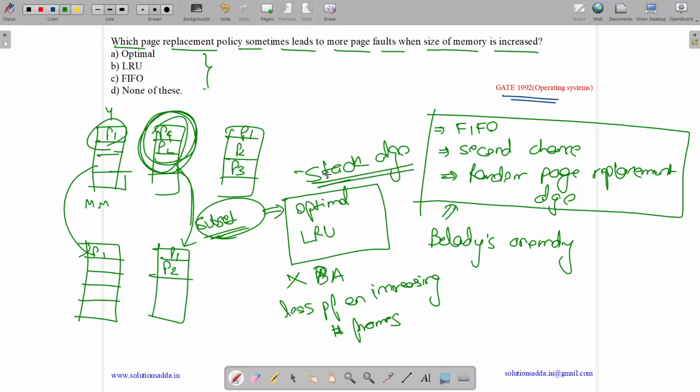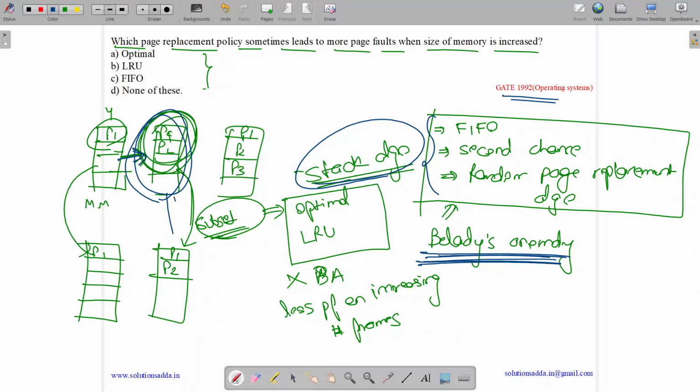So let me again revise all the concepts. Generally the number of page faults should reduce, but sometimes page faults increase. Why does it increase? It happens due to a phenomenon called Belady's anomaly. It occurs in FIFO, second chance, and random page replacement algorithms. Now this anomaly does not occur in stack based algorithms. What are stack based algorithms? In which at each point the lesser one should be a subset of the larger one. So it occurs in optimal and LRU. They do not suffer from Belady's anomaly, and the page faults reduce on increasing the number of frames.